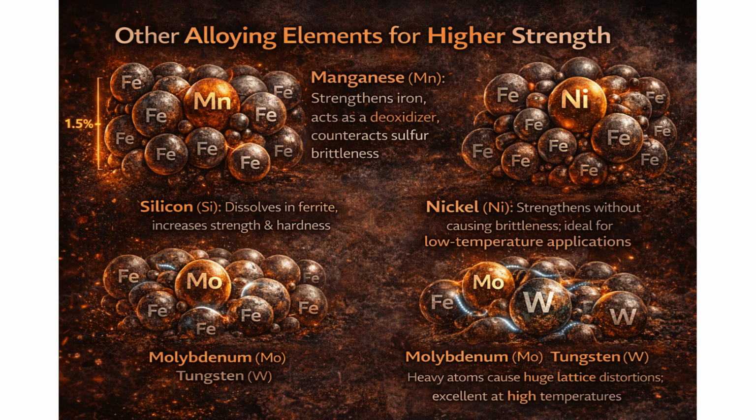It also acts as a deoxidizer and counteracts the brittleness caused by sulfur. Silicon, Si, dissolves in ferrite and increases strength and hardness. Nickel, Ni, strengthens without causing brittleness, making it ideal for low-temperature applications. Molybdenum, Mo, and tungsten, W, being heavy atoms, cause huge lattice distortions and are excellent strengtheners at high temperatures.